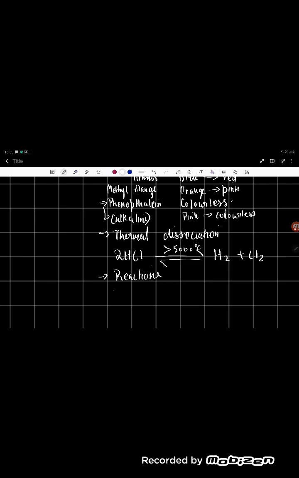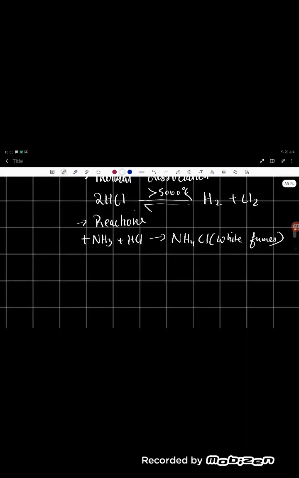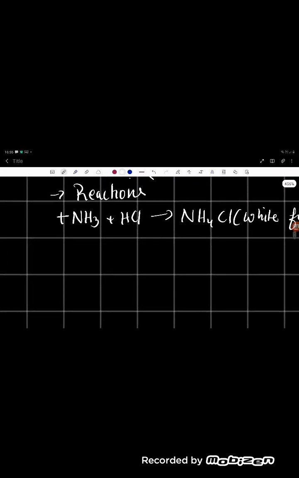The first reaction is with ammonia, so NH3 plus HCl will give you NH4Cl, and if you didn't know, this gives out white fumes. This is one of the tests for ammonia, and you can also use it for testing HCl.